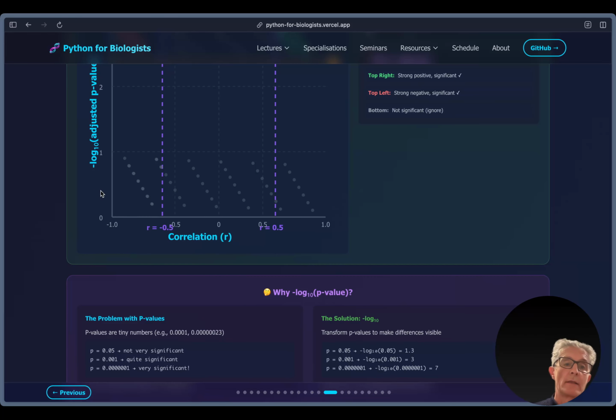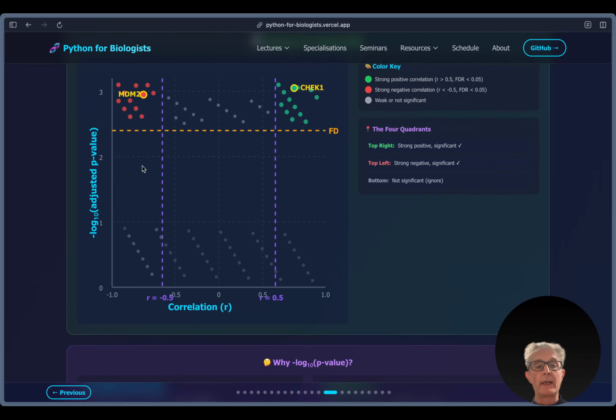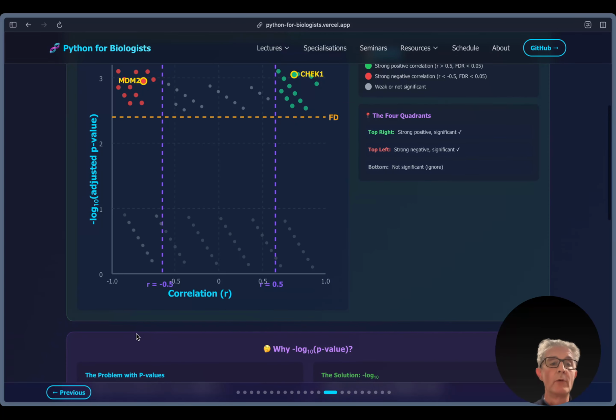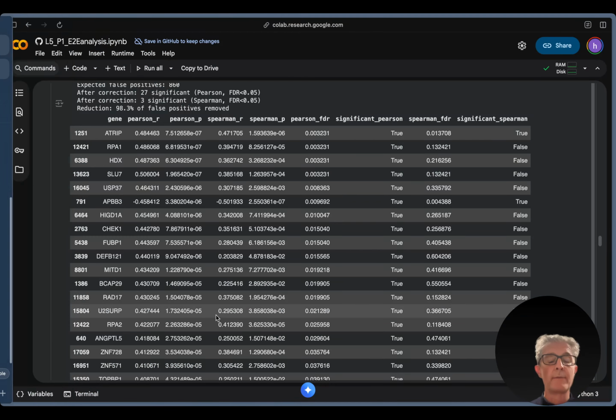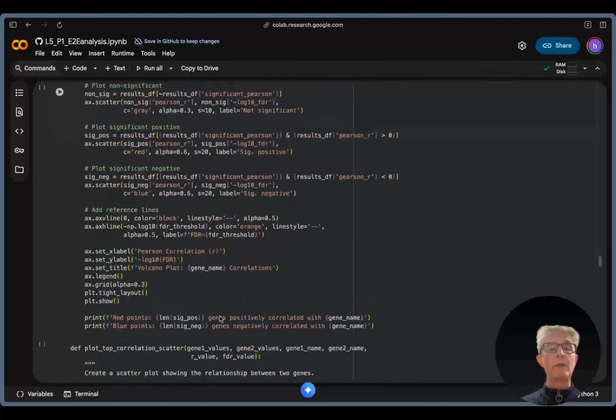and the correlation coefficient on the x-axis. So this gives us a nice distribution of the data, usually in this V shape, and only the data on the top left and on the top right will be significant. Everything else will be filtered out. And if we have a look at how this looks in our analysis, so if we go further down, I've written the function here.